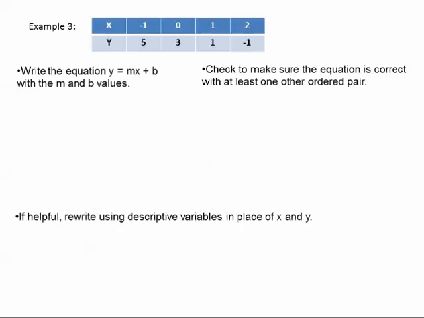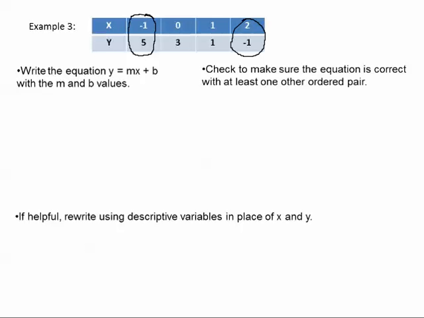Okay, example 3. I have this table with my x's and y's in it. They want me to write an equation for it by finding my m and my b. So sometimes negatives can be a little difficult to work with, but I want to show you an example with negatives in it. So the coordinate points that I'm going to pick are -1, 5, and 2, -1.